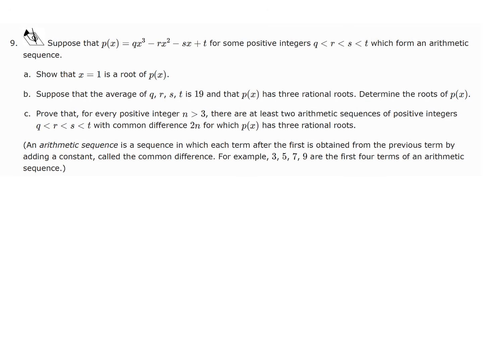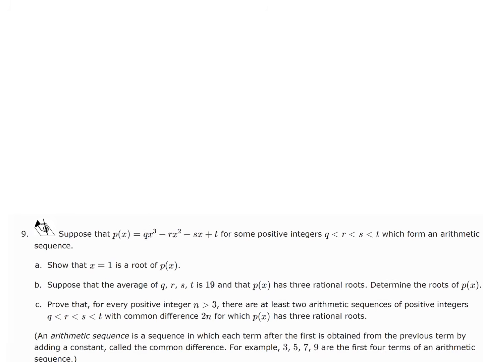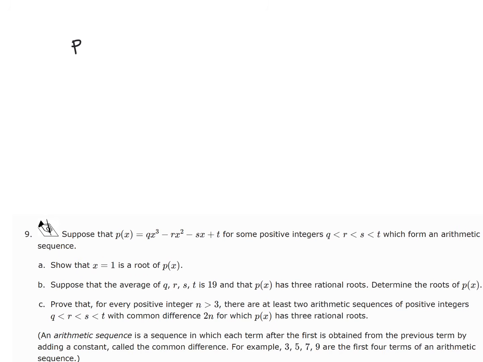Suppose that p at x is equal to qx to the power 3 minus rx squared minus sx plus t for some positive integers q less than r less than s less than t, which form an arithmetic sequence. Show that x equals 1 is a root. X equals 1 is a root. So p at 1 would be 0. We have to show that p at 1 is 0.